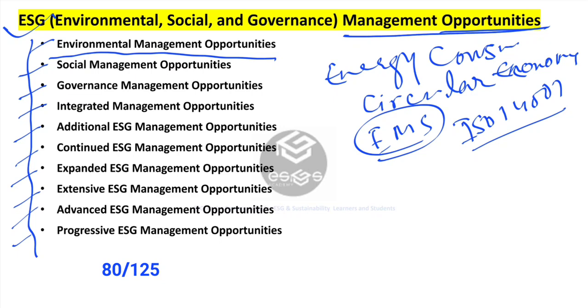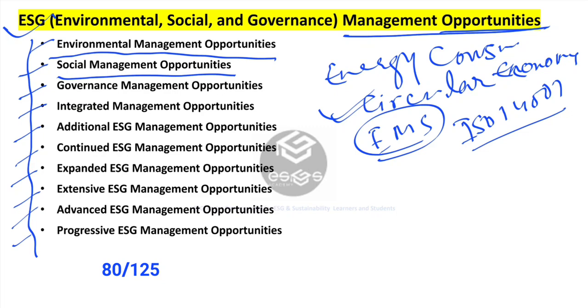Also, there can be certain circular economy related initiatives. We implement circular economy principles to reduce the waste and maximize the resource use. Then next we discuss the social management related opportunities. So as we have identified multiple risks in the previous discussion, now we focus on how we can find out those opportunities to mitigate those risks.